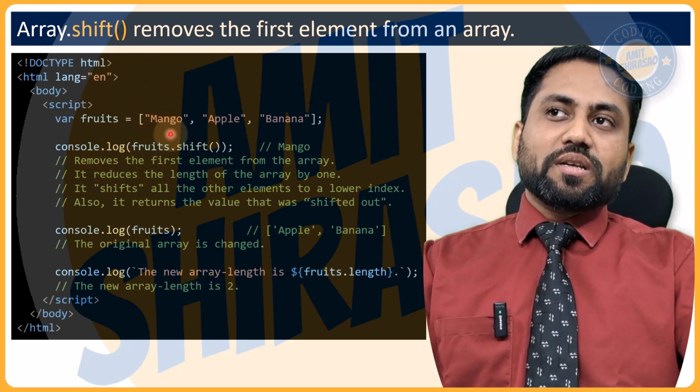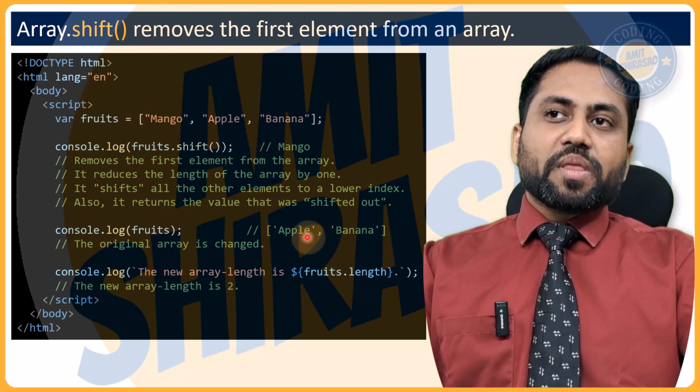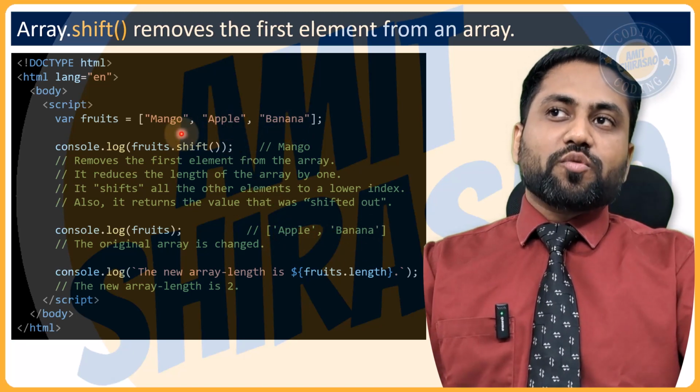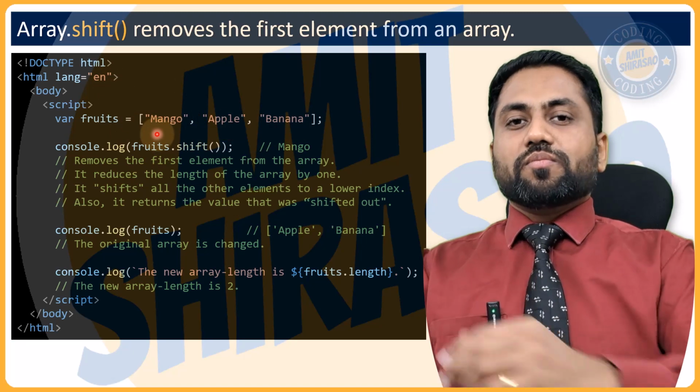So it will remove mango. So the resultant array will be only apple and banana. It won't have mango, because you have shifted it. That means you have moved it out.